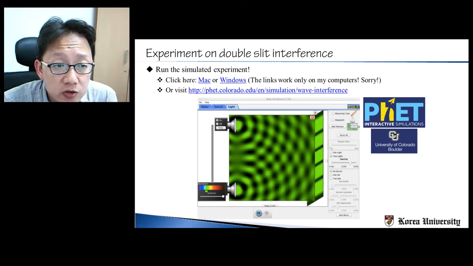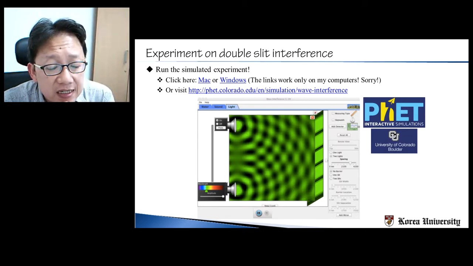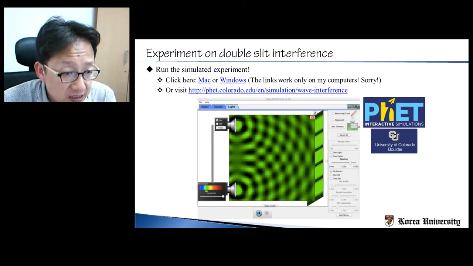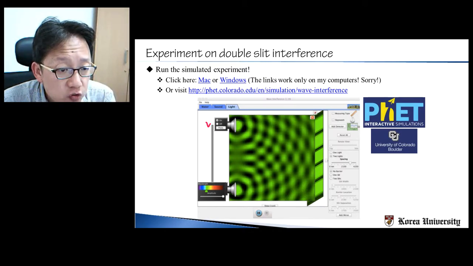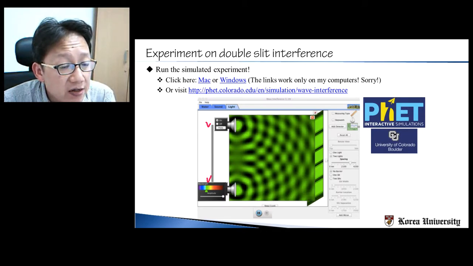Okay, before trying to explain the Young's double slit experiment in detail, why not do it by ourselves using another simulated experiment? And here, in fact, instead of using the light going through two slits, we will try to use two light sources. As long as they produce light in phase with each other, the result will be exactly the same as the case of the double slit. Okay, so let's do that.